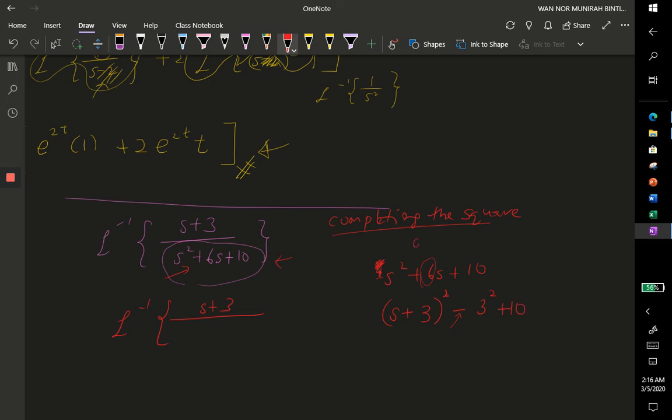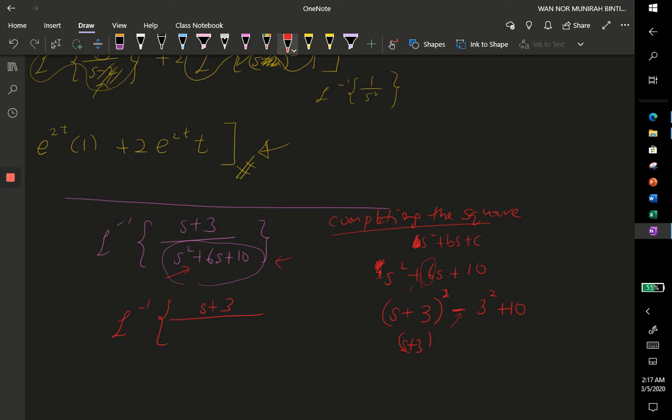This is actually s square plus bs plus c. Make sure that your a is 1. You already have 1. So you just put s plus half of your b, 3, and square. Whatever the sign is, you must minus half of your b square, 3 square. Then follow your c. If your c is minus 10, you put minus 10. If your c is plus 10, plus 10. So this is your completing the square.